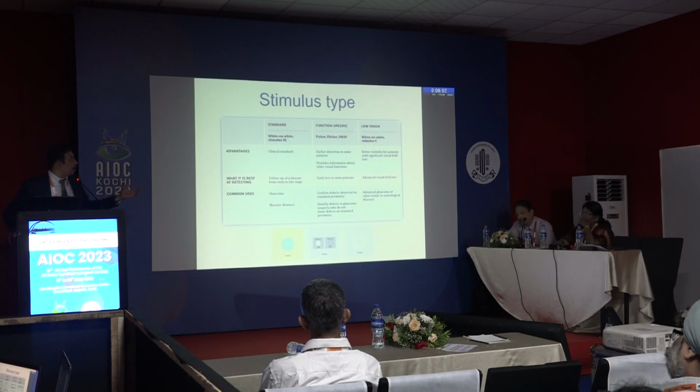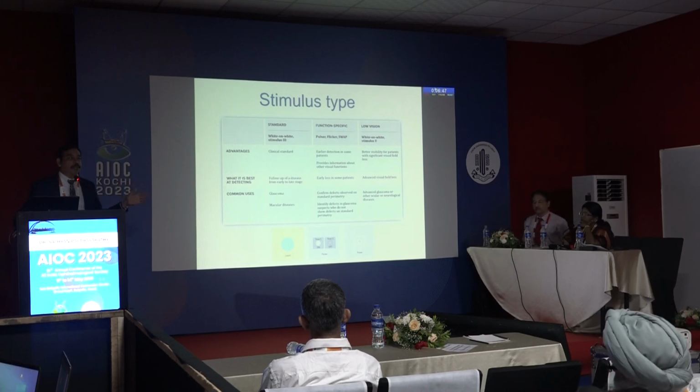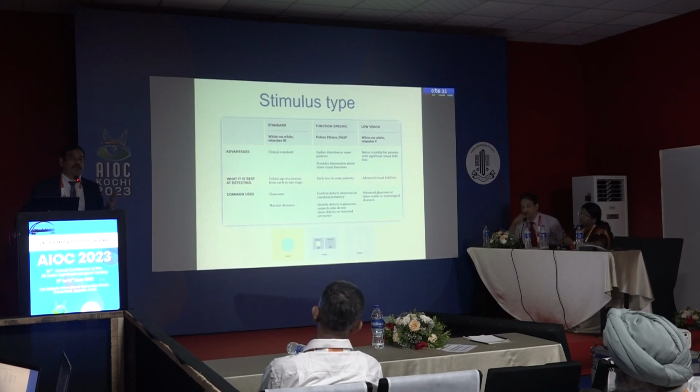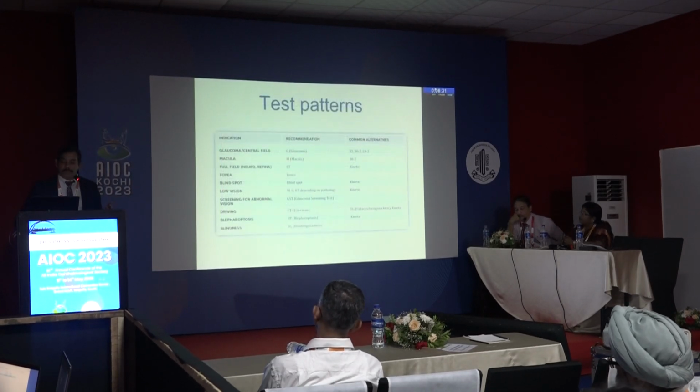So what has been deduced? White on white is a standard perimetry where you have moderate to severe disease. That's really useful. If you really want to pick up ocular hypertensives, glaucoma suspects and early glaucomas, possibly you can look at using the pulsar or the flicker perimetry or the SWAP. But SWAP really takes a much longer time. The patient becomes very tired.